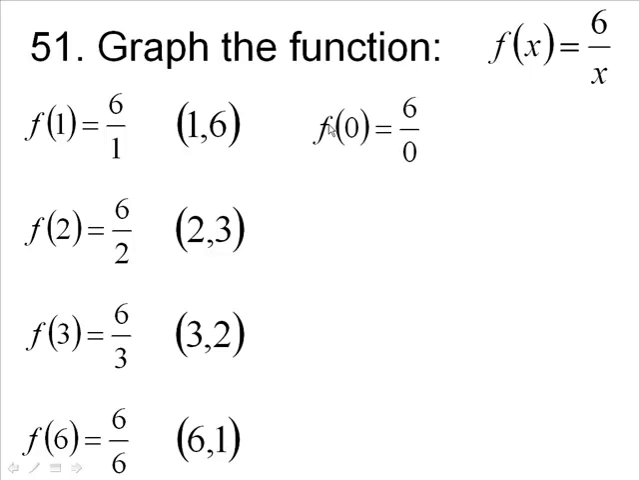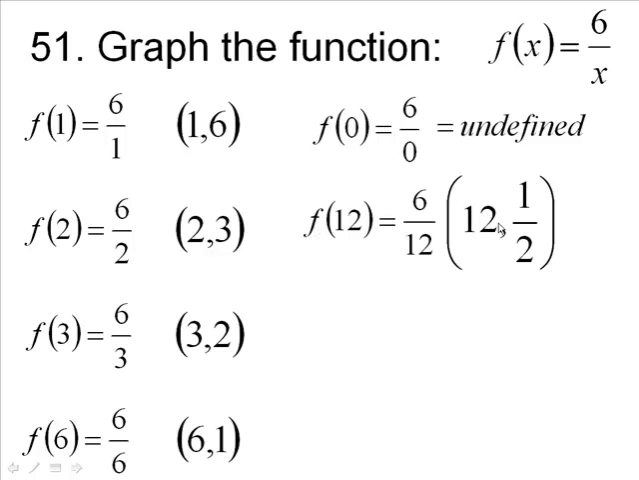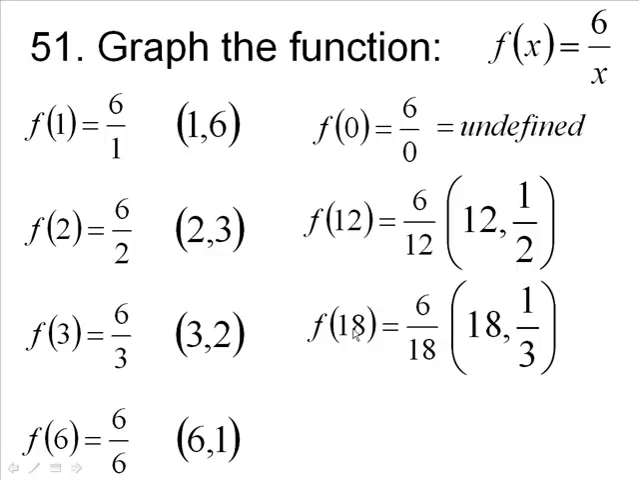And we can put 0 in there. We'll have 6 over 0, which is a very strange thing. We call it undefined. Then f of 12 would be 6 over 12, which will be 1/2. So you have 12, 1/2. You can go to 18. F of 18 will be 6 over 18, which you can reduce to 1 over 3. So 18, 1/3. 24 would be 1/4.